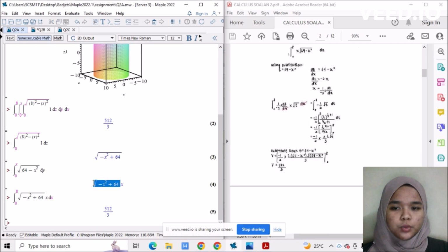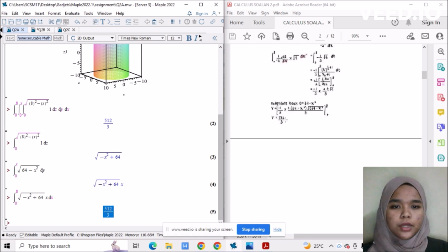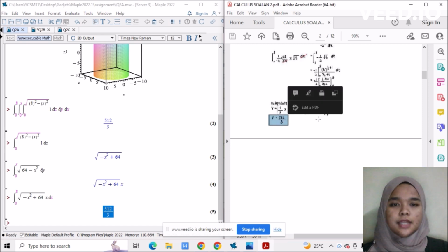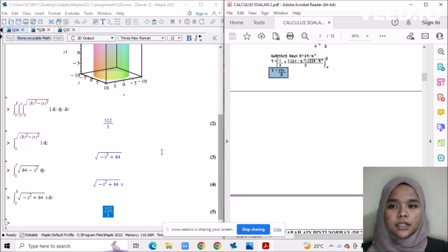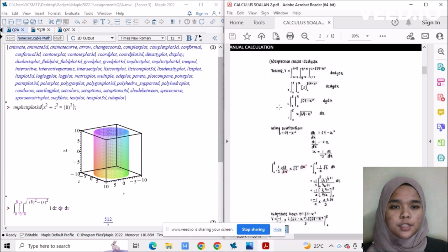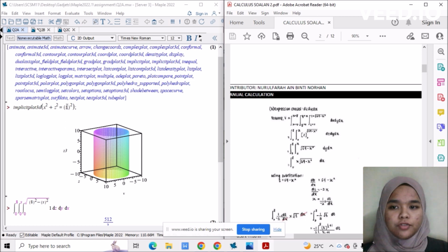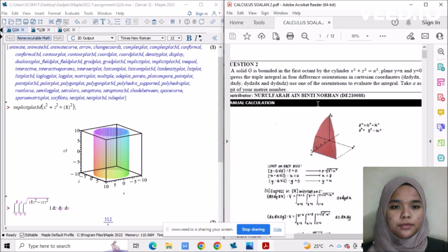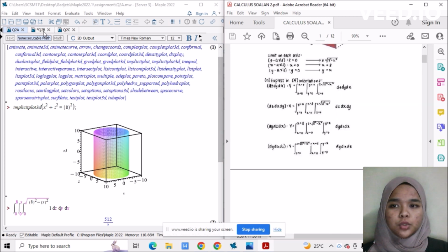After we showed the step-by-step integration, we can prove that this answer is correct. Now I would like to explain that this value of A is taken from the last number of my matrix number. So now moving to question B.